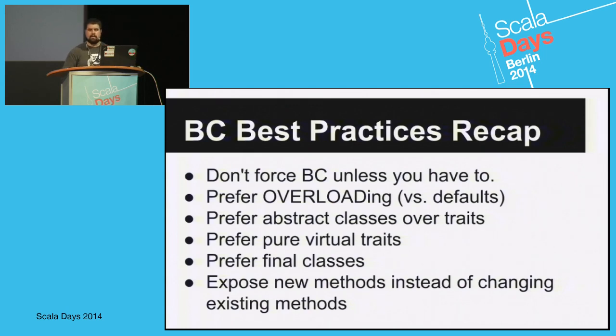Use abstract classes. Use pure virtual traits. That's where there's no equals on the end of any method, or val, or def, or var, or whatever. Well, don't use var. And then final classes. That's another thing that I actually didn't mention earlier, but if you make a class final, great. Right? Then people can't extend it, and you can freely do things in it. Only really do that if it's the bottom of a tree. And then you can expose new methods instead of changing existing methods. Okay? So that's related to the overloading thing. You can just make this method too. Sometimes we have to do that because it's real life and it gets dirty.